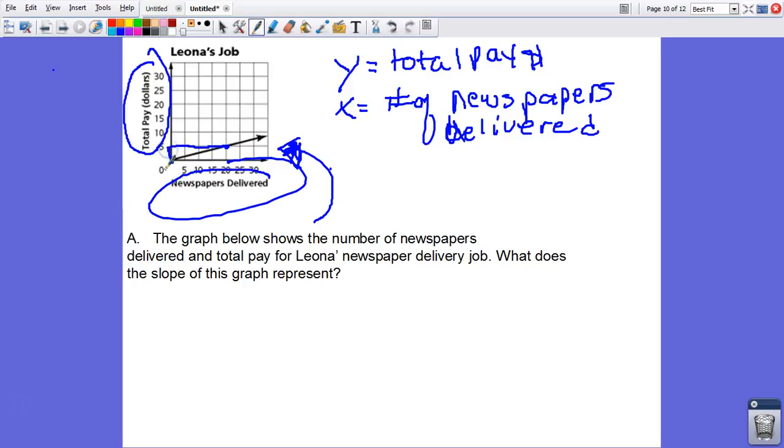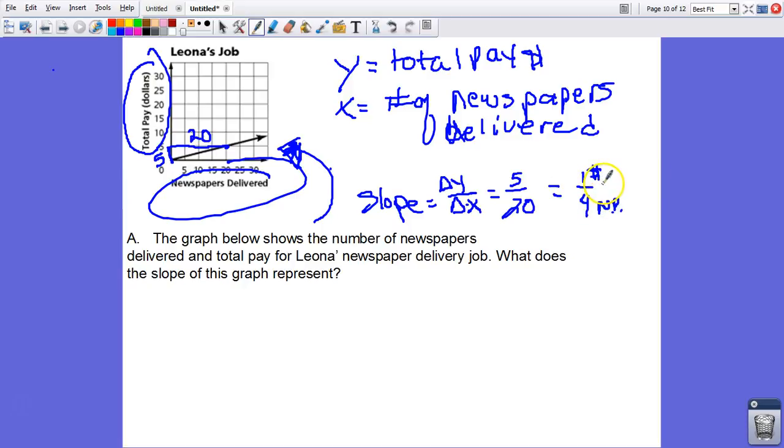It's the rise over the run. The rise is 5, 0 to 5. The run is from 0 to 20. The run is 20. So our slope is equal to the change in y over the change in x, which was 5 over 20, which reduces to 1 over 4. And what's on the y? The y is dollars, and this is newspapers.